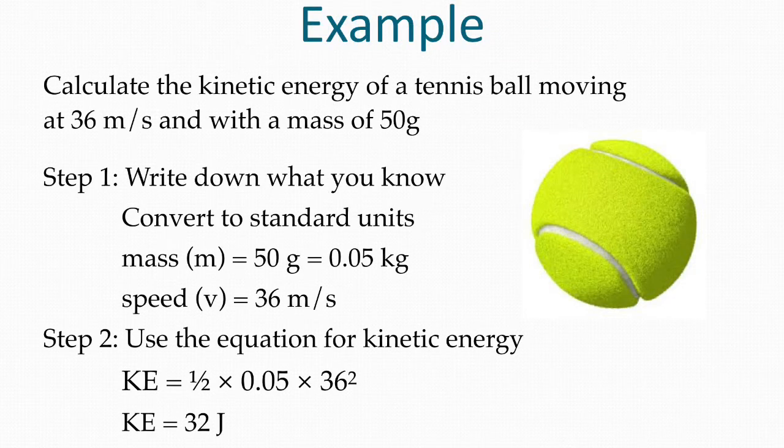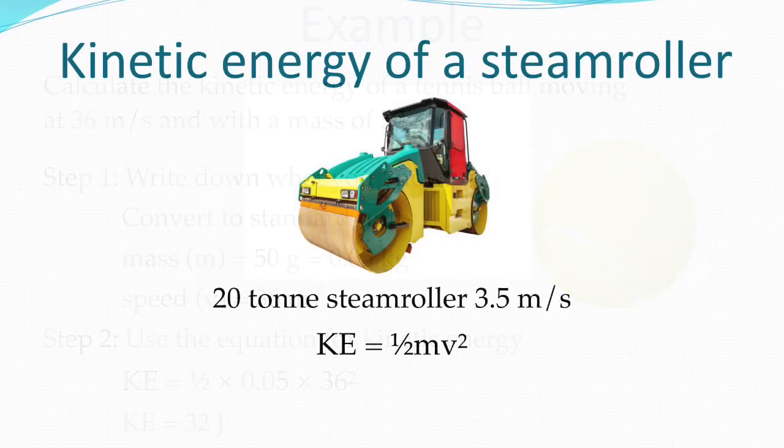In this example, we're going to be looking at a tennis ball. The tennis ball is moving at 36 meters per second and has a mass of 50 grams. The first step to solve this problem is to convert everything into standard units. So grams needs to be converted to kilograms, so its mass is 0.05 kilograms and its speed is 36 meters per second, so we don't need to do anything with that. And then we plug it into the equation, half times mass times velocity squared, giving us 32 joules.